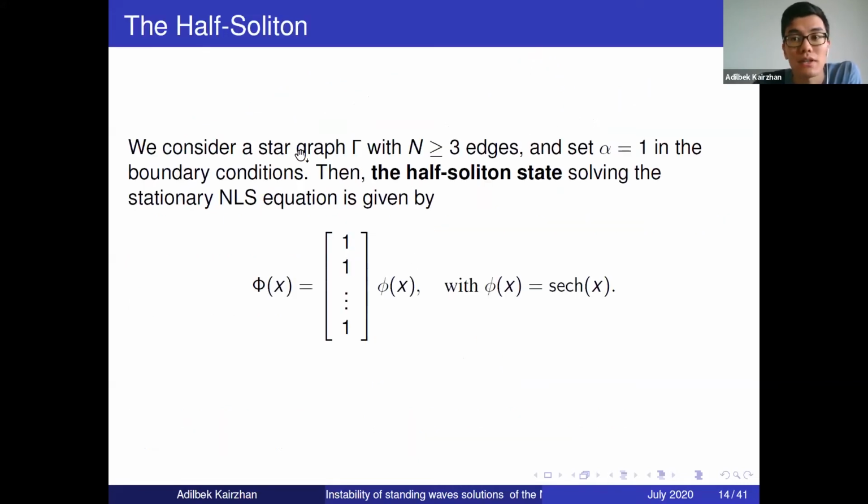Okay, so now let's first talk about the half soliton state, and we'll later analyze its stability. Just to recap, the half soliton state has this formula, and for alpha, we just set alpha equal to 1 for simplicity, but in general you can pick some general alpha. It still will work in this case. And also we consider a graph with n greater than or equal to 3 edges.